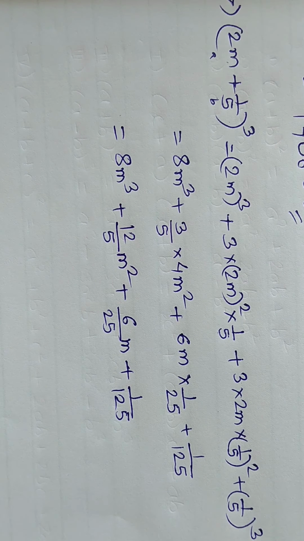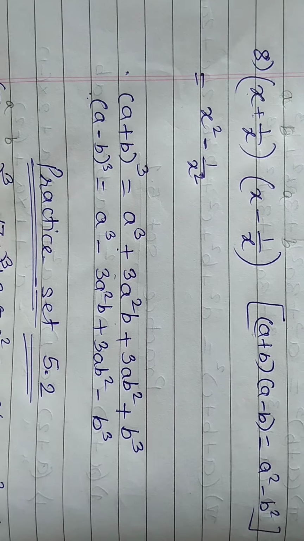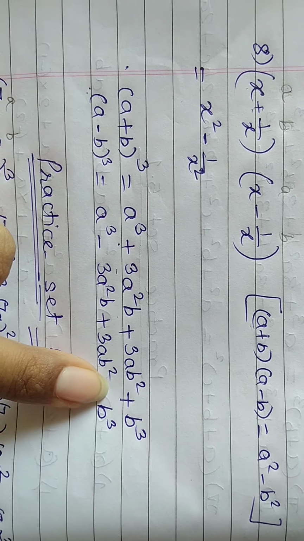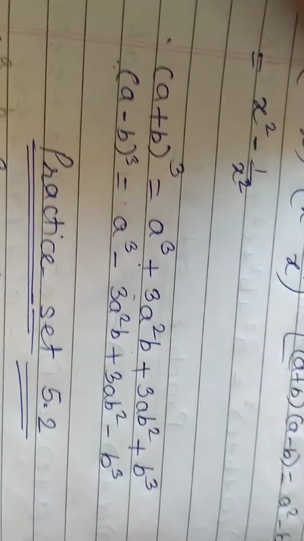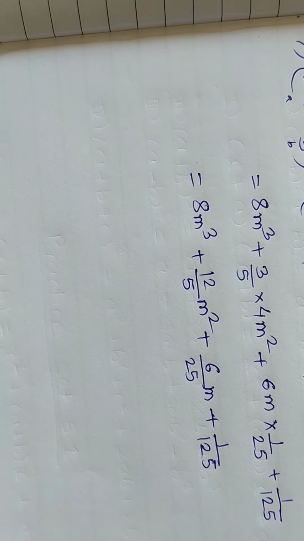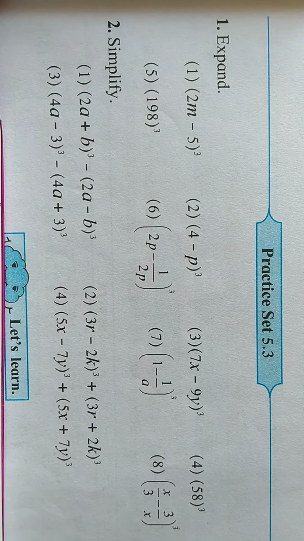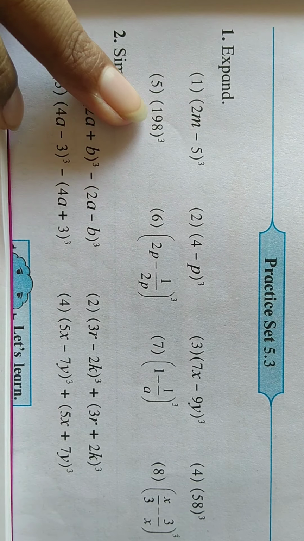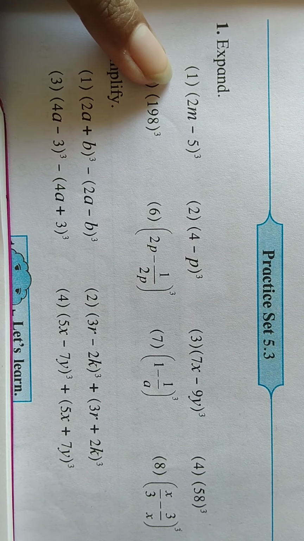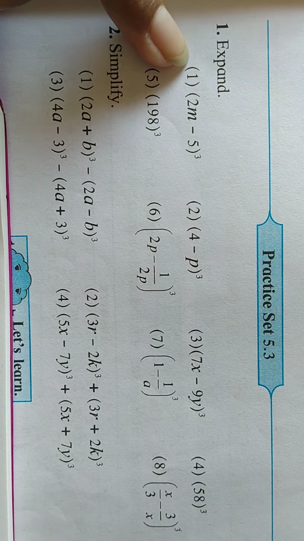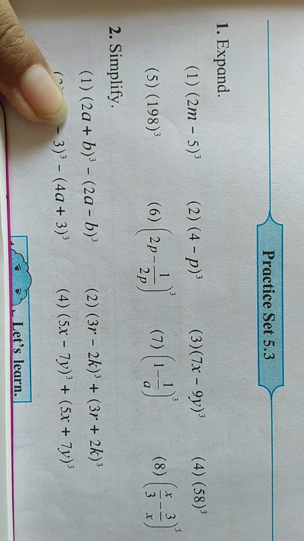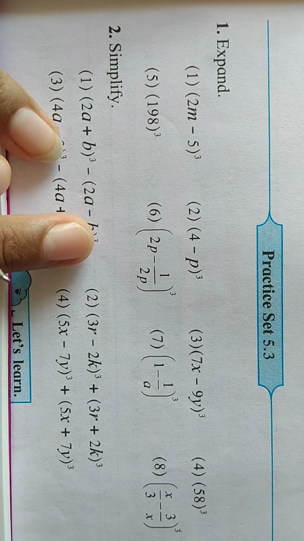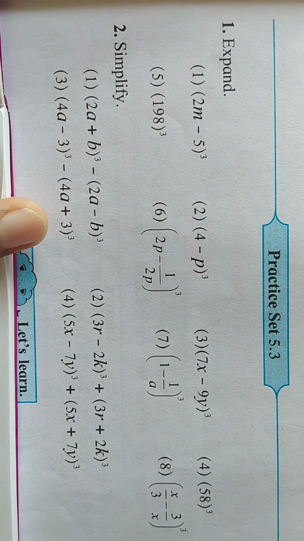Now we'll go for this formula. A minus b whole cube is equal to a cube minus 3a square b plus 3ab square minus b cube. That is practice set 5.3. Now see, this is the practice set 5.3. Expand. Now from this I'll solve and show you. This is for subtraction formula. Then simplify. In this both the formulas we have to use, a plus b whole cube and a minus b whole cube. That is why I'll show you.